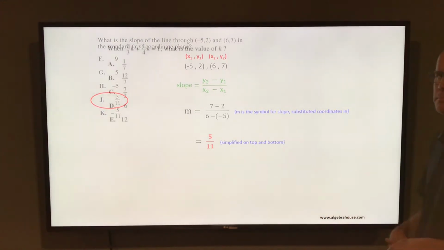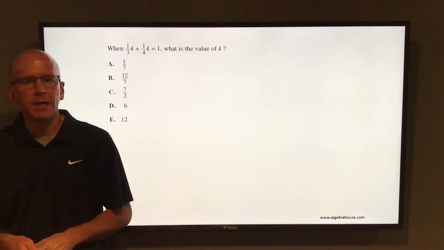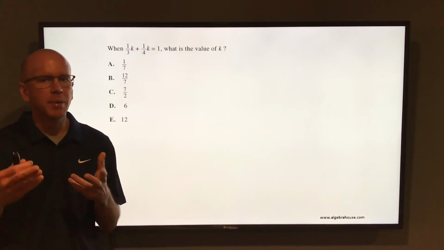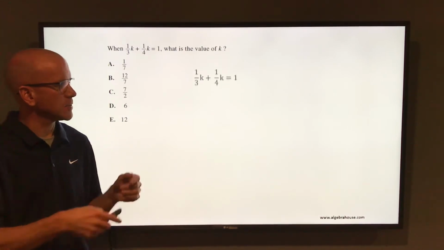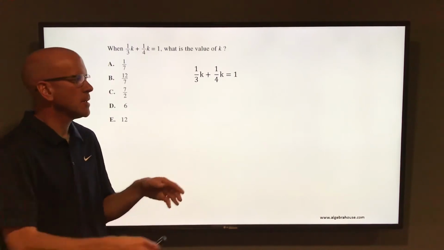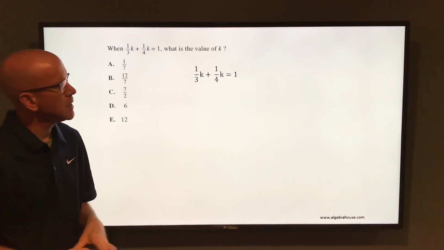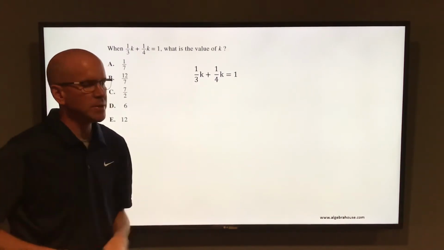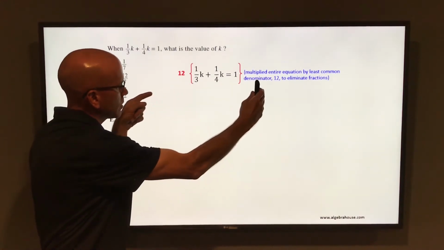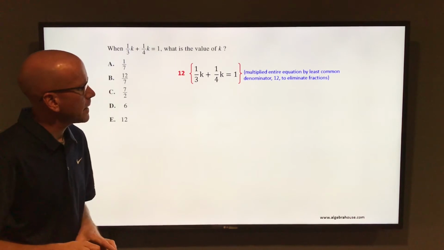Letter J. When 1/3 k plus 1/4 k equals 1, what is the value of k? As you probably realize, you have to solve this equation for k. And then you probably panic because you see all the fractions. Here's a little tip. You want to get rid of the fractions when you're solving an equation? Multiply the entire equation by the least common denominator of all the terms. So look at those terms, decide what the least common denominator is. It's 12. So we're going to multiply the entire equation by 12, and that will make the fractions magically disappear.